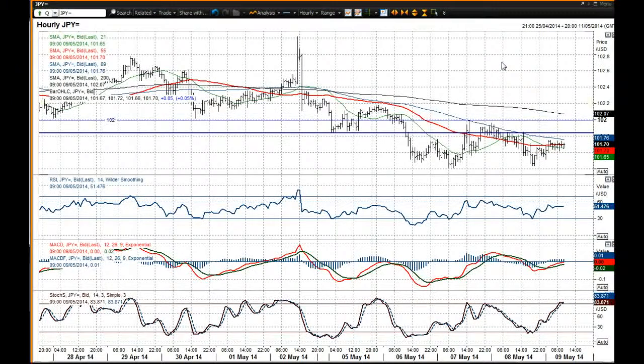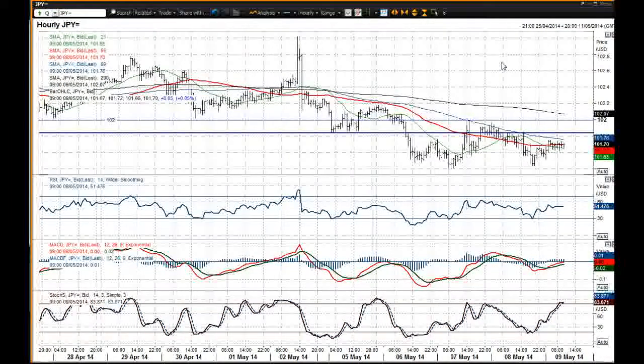So that is my outlook on dollar yen. I think it's selling into strength for a retest of the lows.